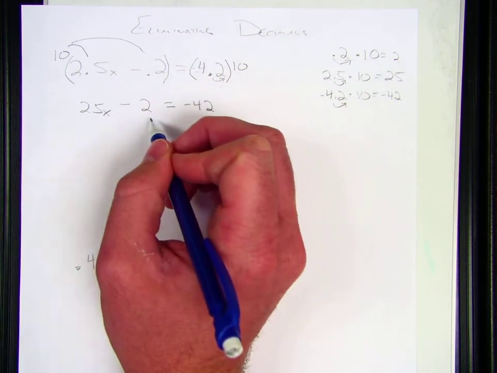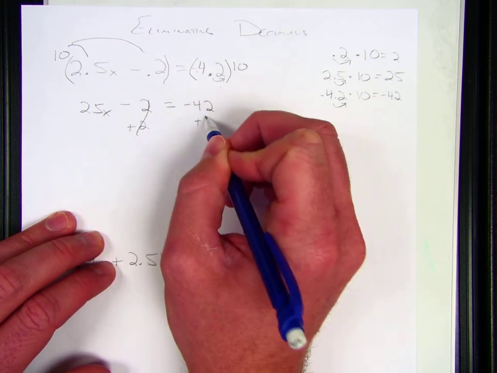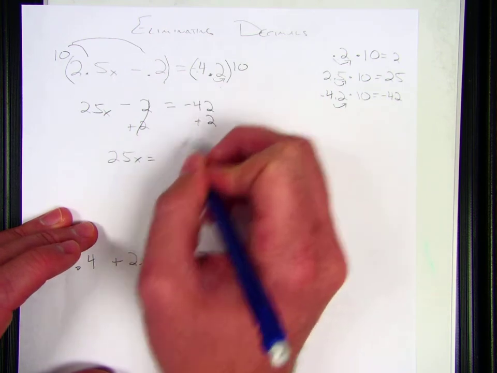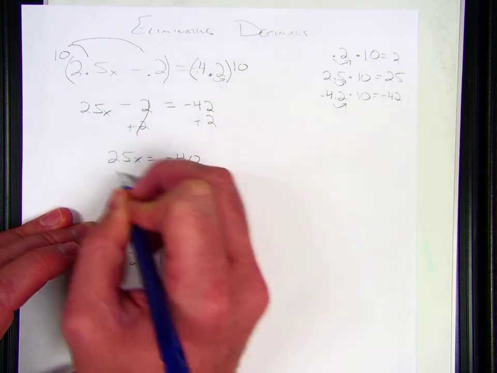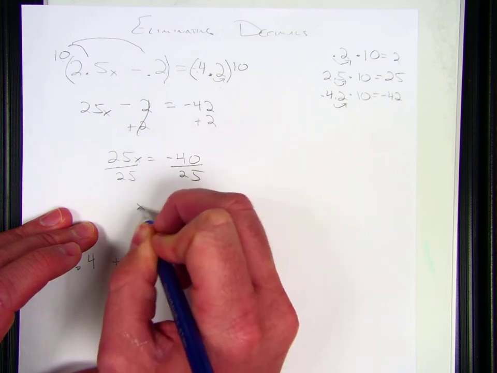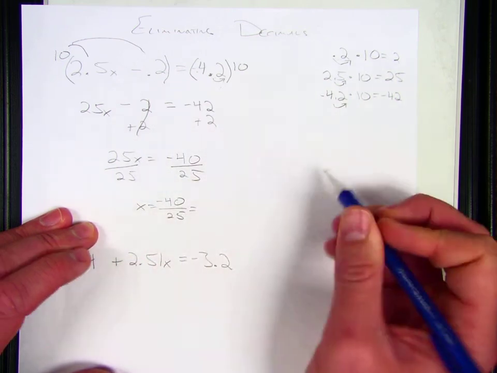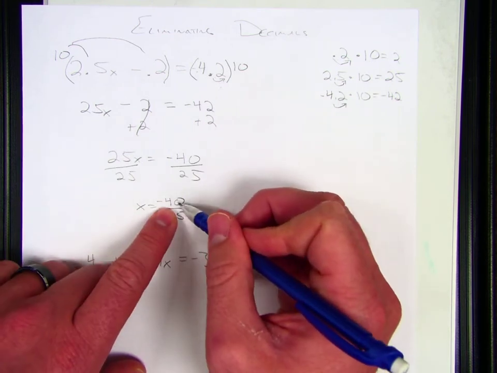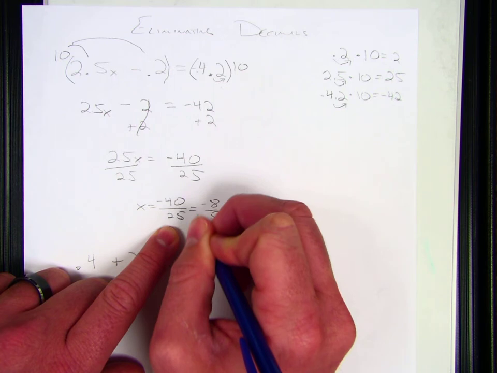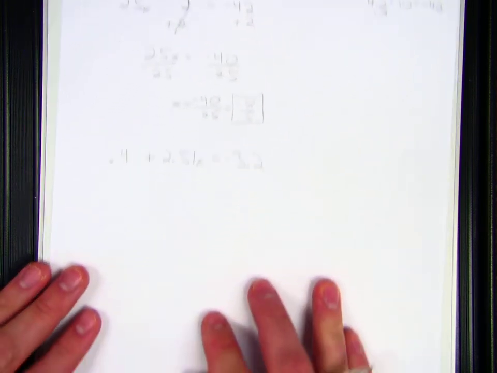So from here, it's just a simple two-step equation. I'm going to add 2 to each side, and I get that 25x equals negative 40, and then divide by 25 on each side, and I get x equals negative 40 over 25, which if I simplify that fraction, I believe a 5 will divide out of both my numerator and my denominator. I end up with negative 8/5. Okay, so there's your first example.